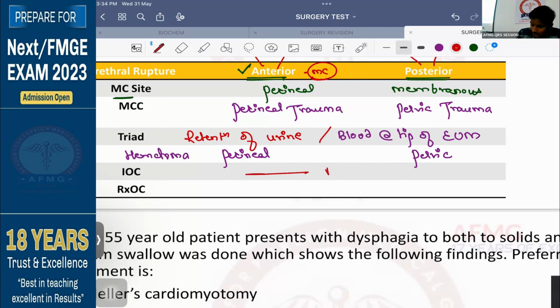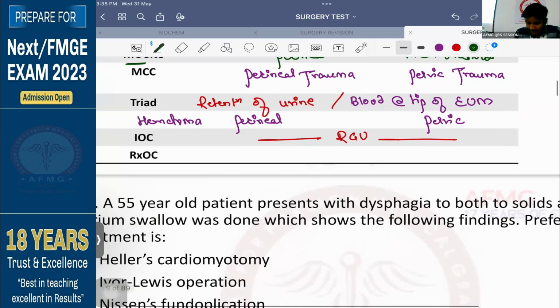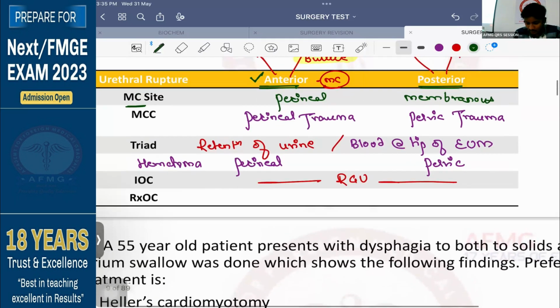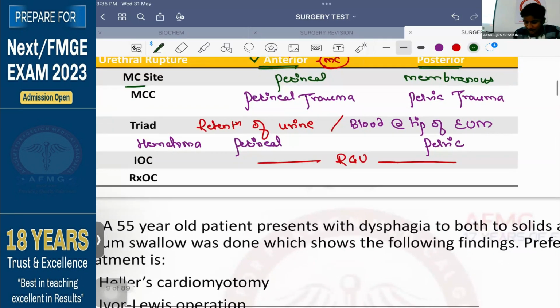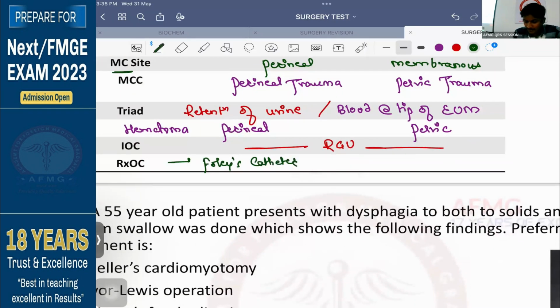Investigation of choice for both of them is RGU, that is retrograde urethrogram. Whereas treatment of choice, if you have a skilled surgeon with you, then you can try a Foley's catheter. But if you do not have any skilled surgeon, better is always a suprapubic catheterization. So a lot of people were like, sir, injured है तो भी डालेंगे क्या? अगर तुम्हारे पास कोई SR वगैरह कोई skilled surgeon available है तो ही Foley's try करा जाता है. Otherwise you directly go for SPC. ठीक है? So that's the important thing.